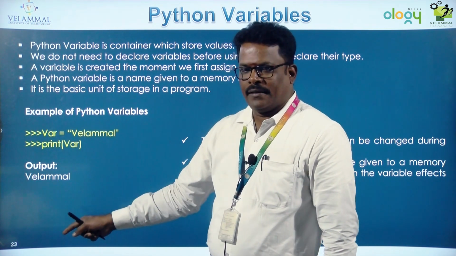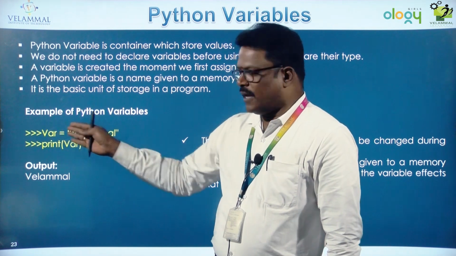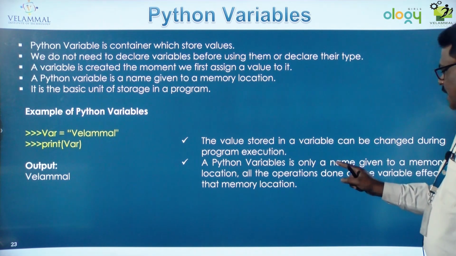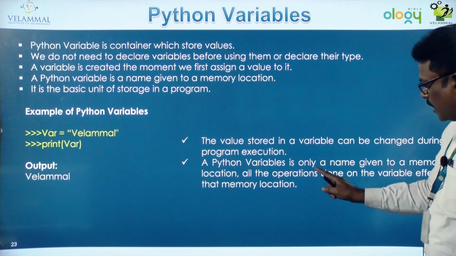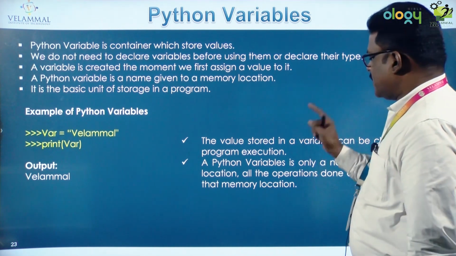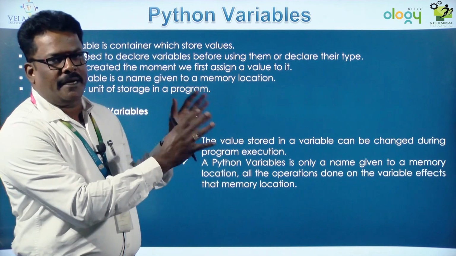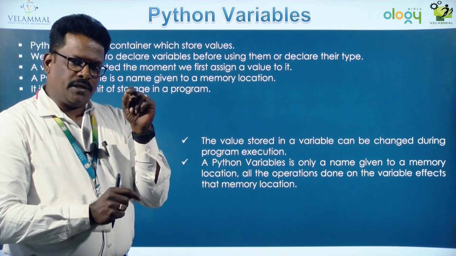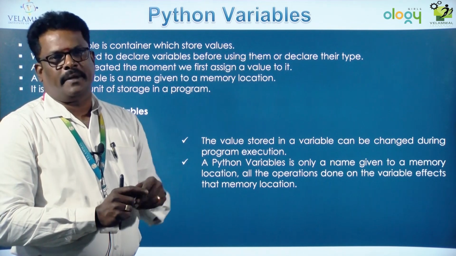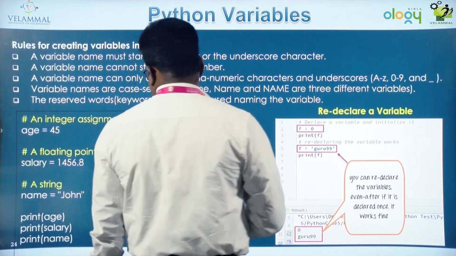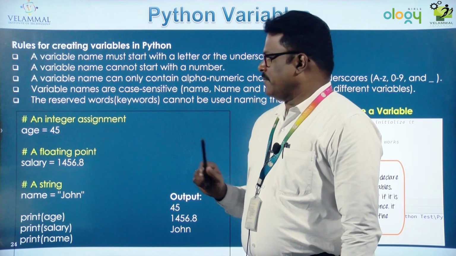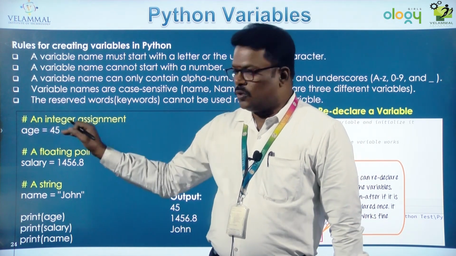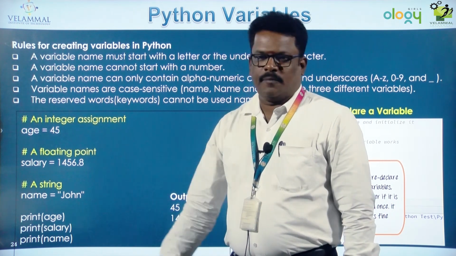Now, I am writing line by line. At the 10th line, I can change the var value. Okay. Python will allow. A Python variable is only a name given to the memory location. All the operations done on the variable affect that memory location. So, the memory location we have blocked has only a name. Okay. By using that name, we are going to do the operation inside the memory. Right? So, you can see here an integer assignment. How an integer value has been assigned to a variable, age equal to 45. At this stage only the age will be created.